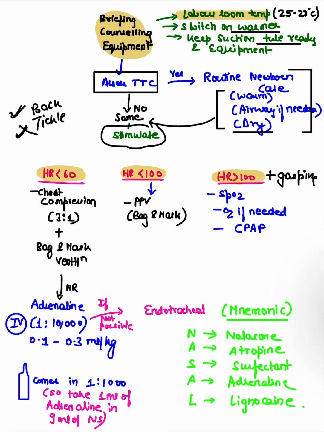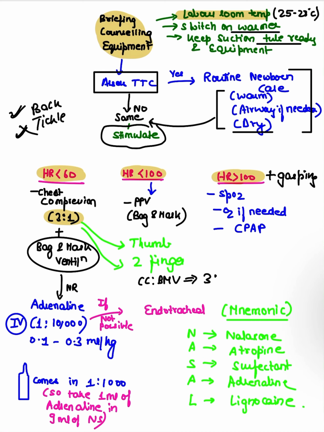Okay. See, if the heart rate is less than 60, guys, we follow chest compression, guys. That is in the ratio of 3:1, guys. Okay. So when you do chest compression, guys, you have two methods, guys. That is thumb method and two finger technique, guys. Okay, so both of the methods I'll be demonstrating in the video further, guys. Okay, and further you give along with it bag and mask ventilation. So what is the ratio of chest compression to bag and mask ventilation, guys? That is 3:1. So if you give 3 chest compressions, guys, you need to give one breath by mask.